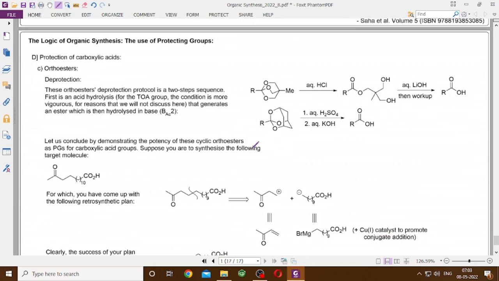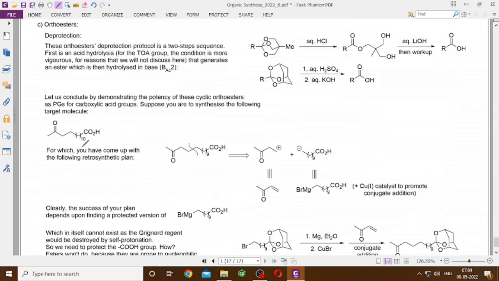We will give one example, but how are they deprotected? They are deprotected generally with acid hydrolysis followed by aqueous workup to release the carboxylate salt, which is again treated with acid to give you the carboxylic acid. So maybe they have asked you to synthesize this compound. It is a long chain fatty acid kind of thing where you also have a carbonyl.